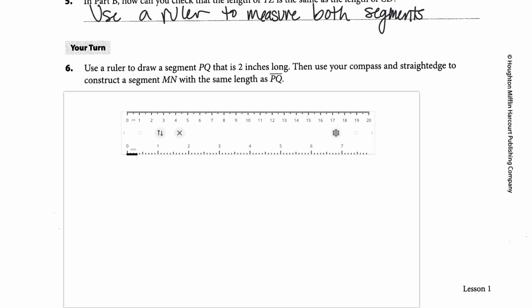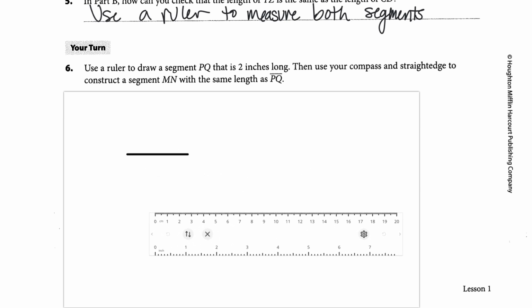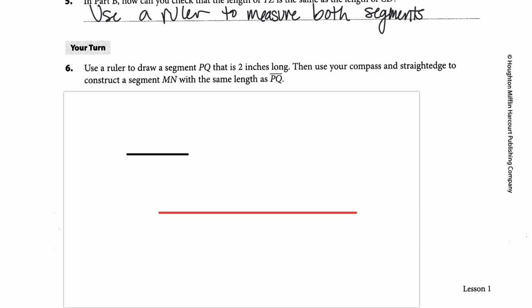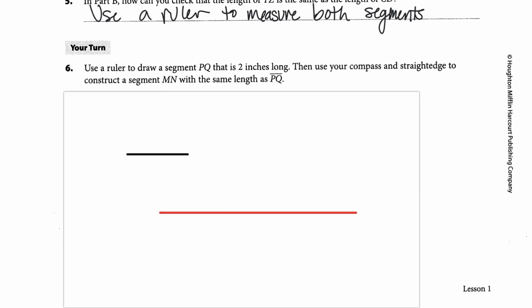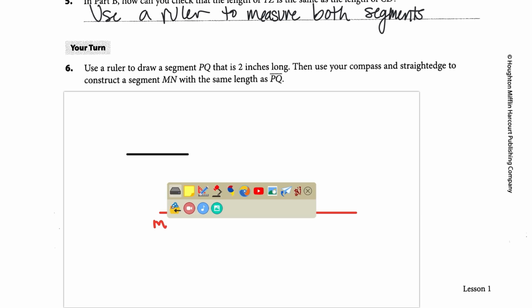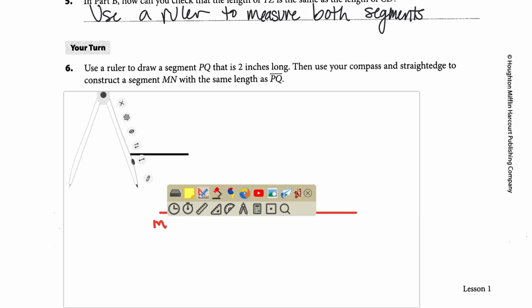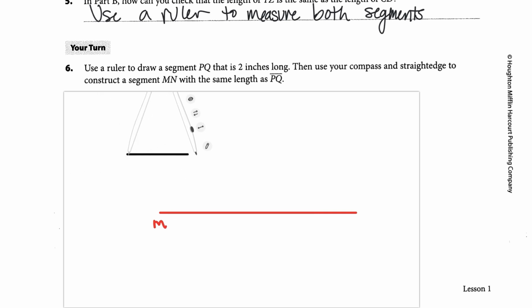Use a ruler to draw a segment PQ that is 2 inches long. Then use your compass and straight edge to construct a segment MN with the same length as PQ. So I started by drawing a long line, and then I opened up my compass to the same length as PQ.